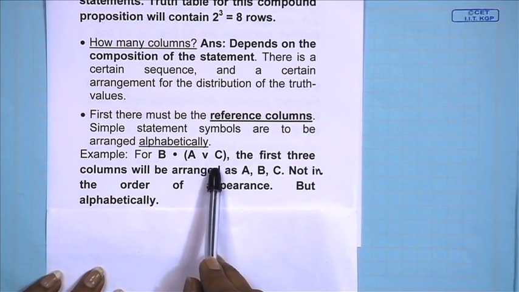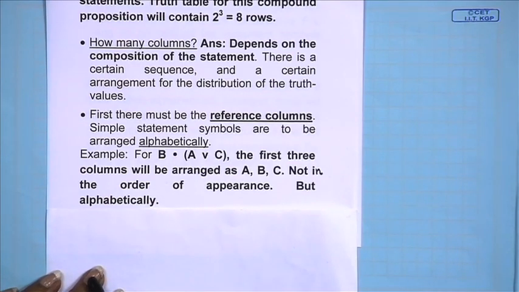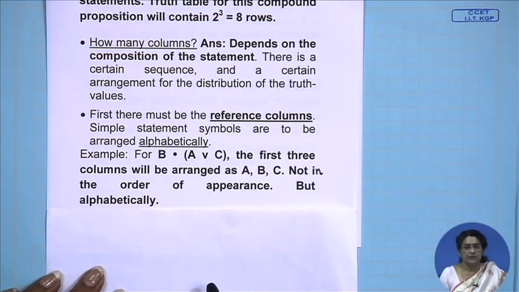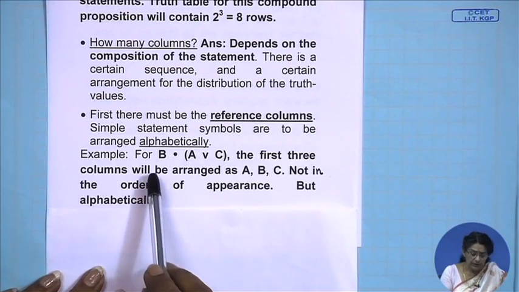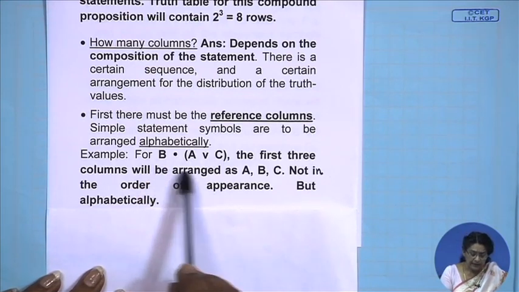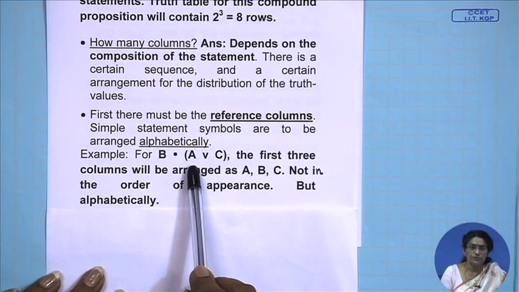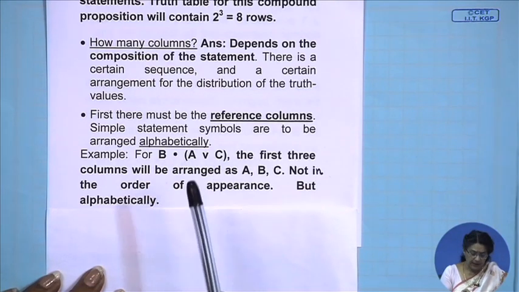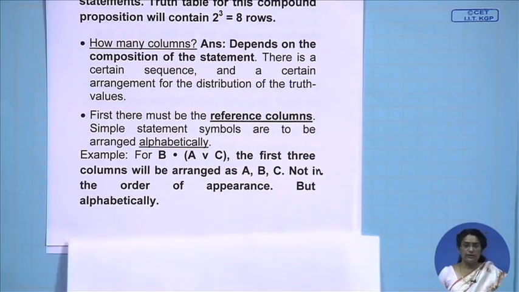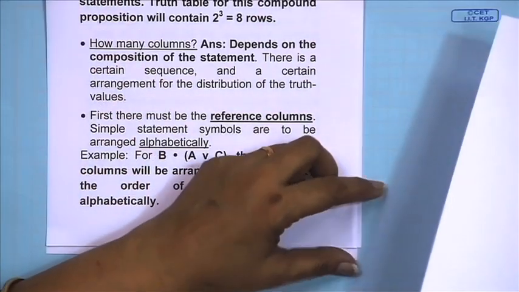Here, for example, suppose we have the same proposition B dot A wedge C. How many distinct simple proposition symbols? B, A, C: 3. So, the first 3 columns belong to these symbols, and they are going to be arranged in alphabetical order, not in the way they appear. So, the first column belongs to A, the second one belongs to B, the third one belongs to C. That is the first thing to understand, that you need these reference columns to start with.